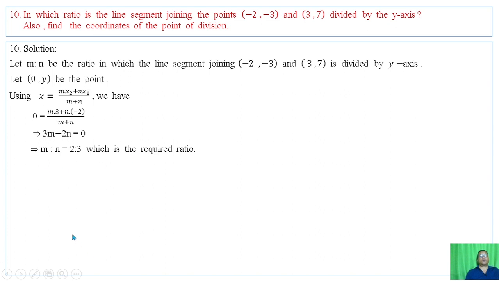Also the coordinates of the point of division: putting in the value of y. This is (0, x coordinate), the x coordinate being 0, putting in the respective values, we have (0, 1).